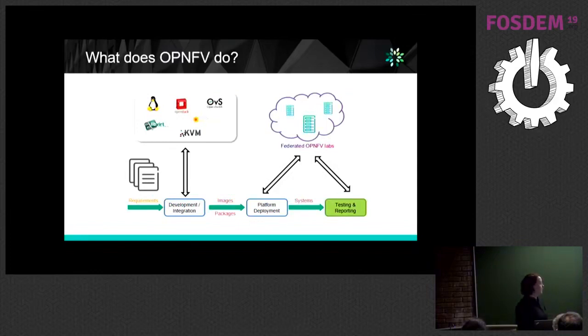So something like this. We provide requirements and features into the other upstream projects like OpenStack or OVS. And then we implement those features and update installation tools to actually be able to configure and deploy these features. And then once we have that deployment created and deployed, we take our tools and we run various functional and non-functional tests against these deployments.